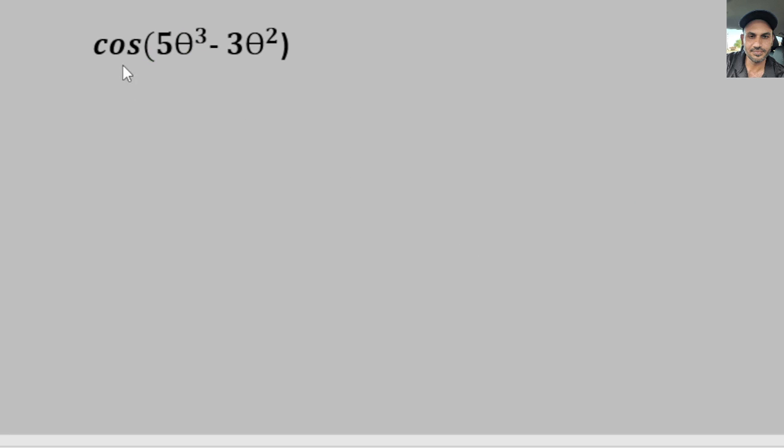Let's work on another example. Here we have cosine of 5 theta cubed minus 3 theta squared. What if we want to differentiate with respect to x first? d over dx of cosine of 5 theta cubed minus 3 theta squared.